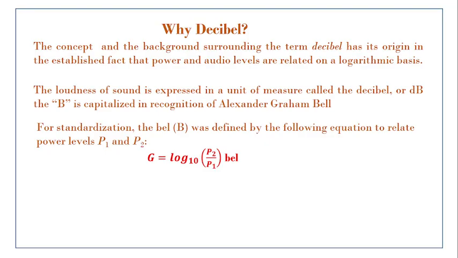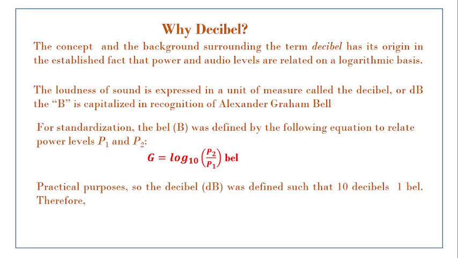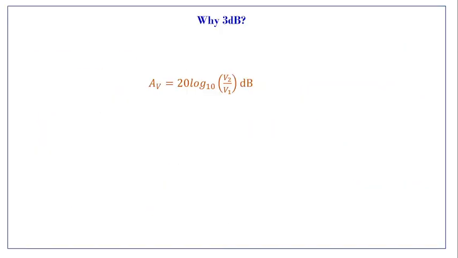For standardization, we utilize gain G equal to log to the base 10 of P2 by P1, that is power 2 by power 1, in Bell. For practical purposes, we define the decibel such that 10 decibel is equal to 1 Bell. Therefore, G is equal to 10 log to the base 10 of P2 by P1. If it is power gain, it is going to be 10 log to the base 10.